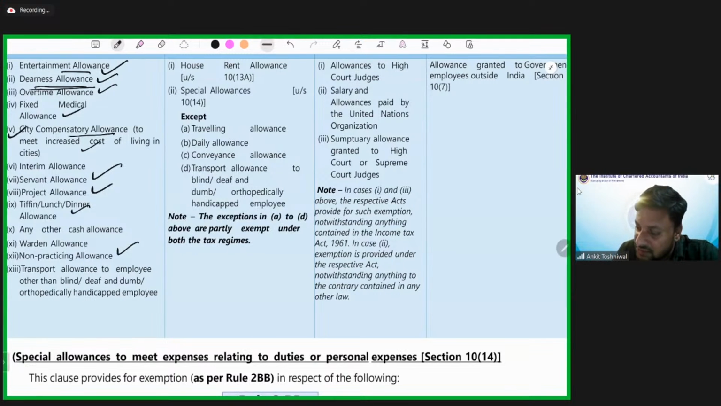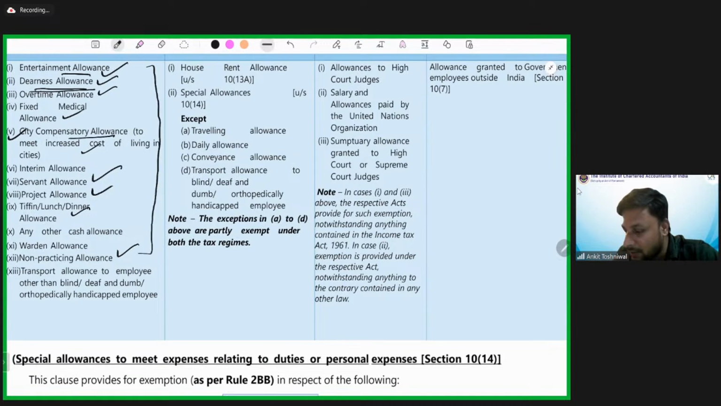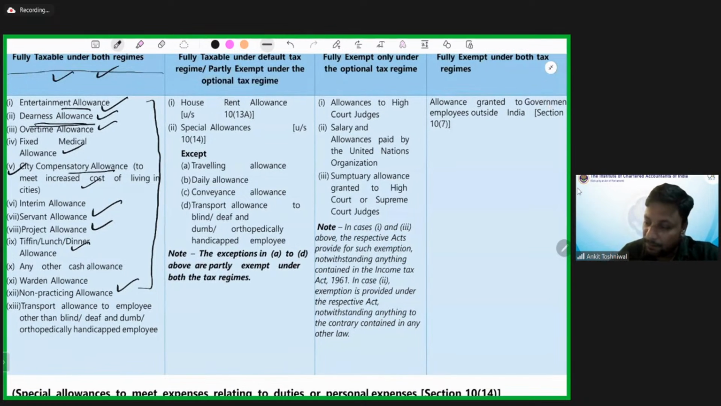So these are the allowances which are fully taxable. So you have to mug up these anyhow. But very important: entertainment allowance is important, DNS is important, overtime medical is important, CCA is important. Tiffin allowance is important, and transport allowance is important. So entertainment allowance, DNS allowance.